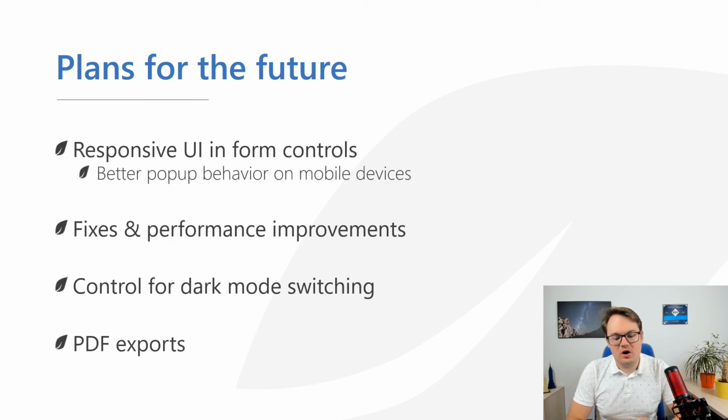First, we want to make our form controls behave better on mobile devices. So when you will be using a date time picker in the next version, it will position the pop-up nicely on the mobile device, maybe on the full screen or something like that. We want to make sure that these controls can be used conveniently by users on mobile devices, on tablets and on touch screens. So that's where we want to invest some effort.